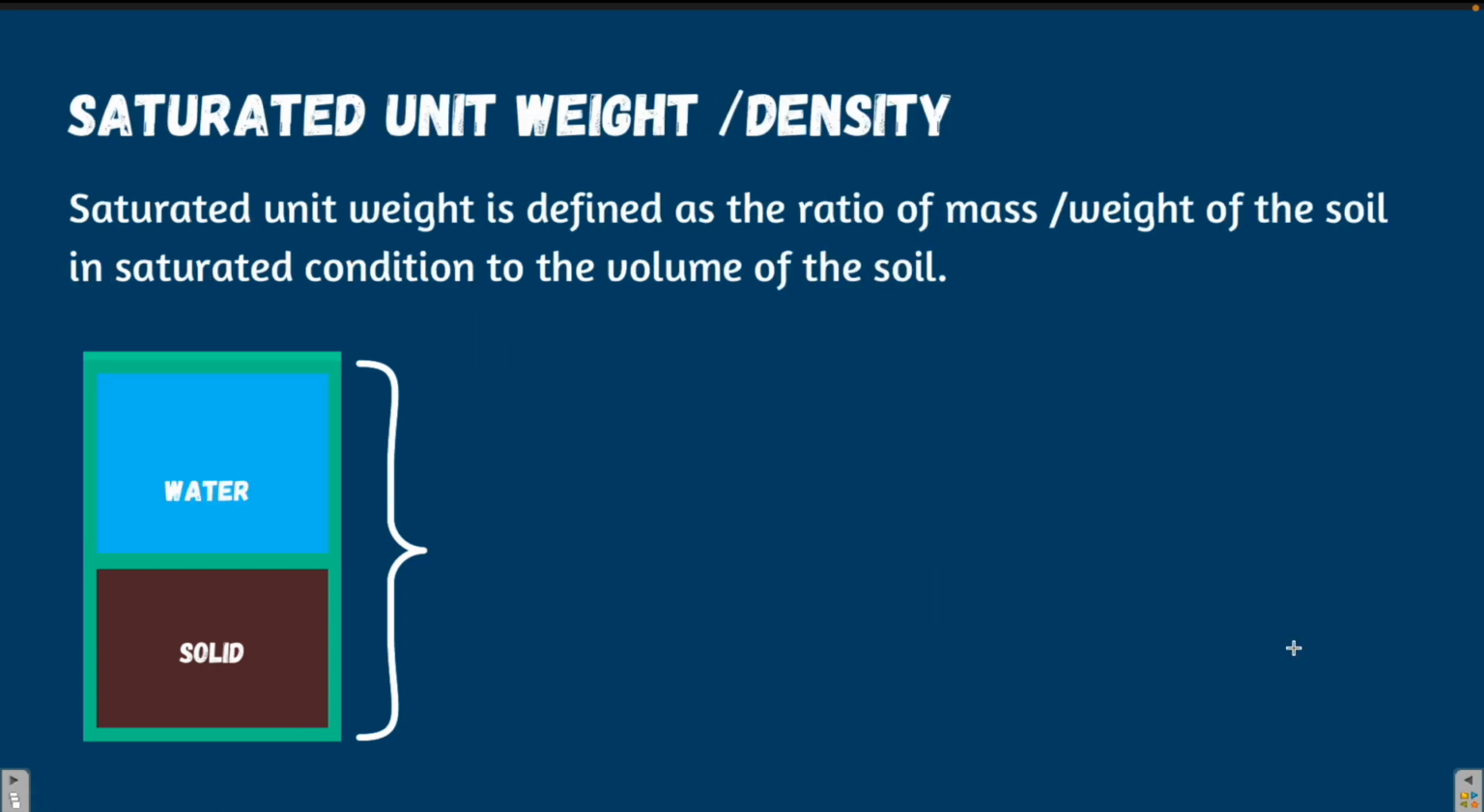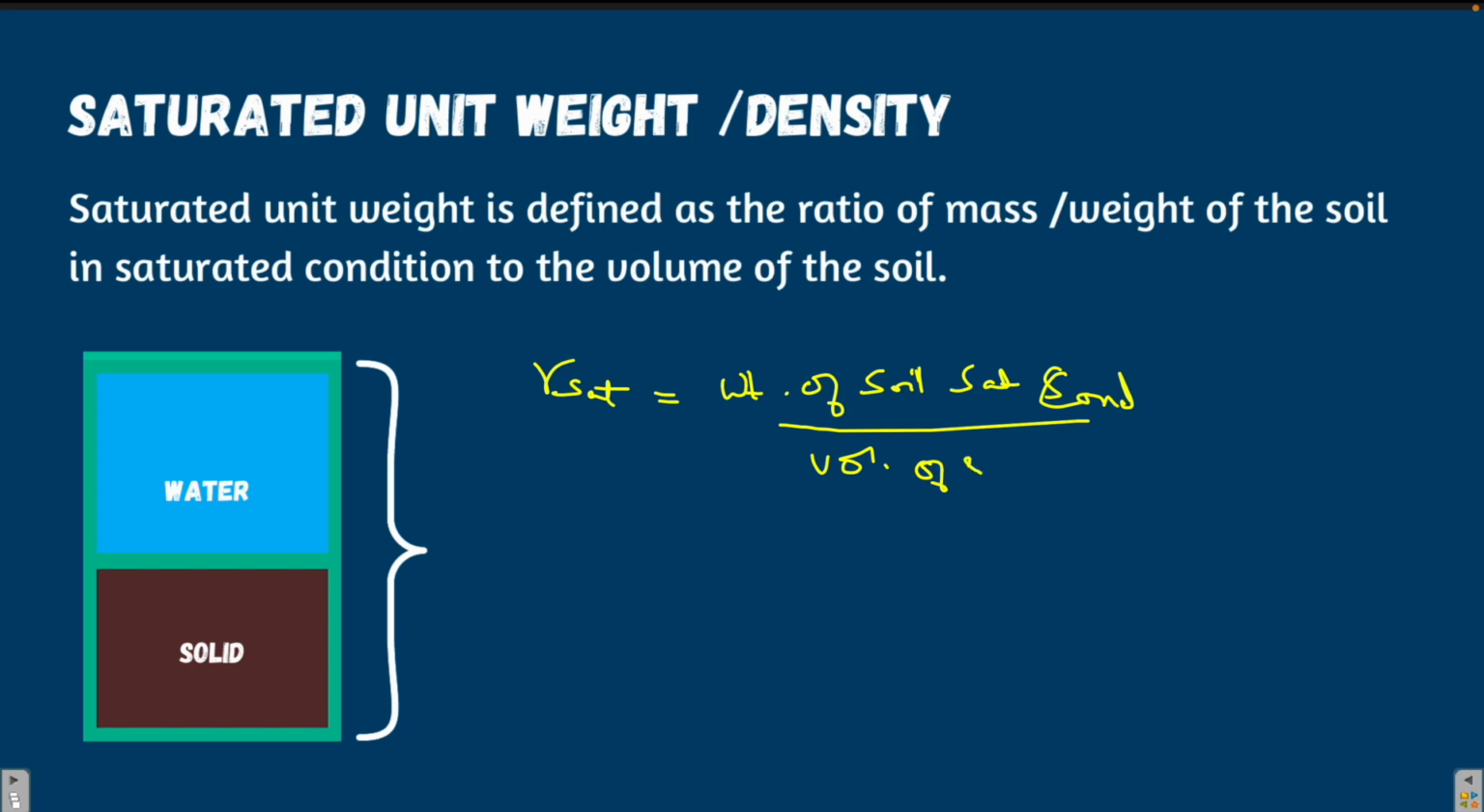Now, what is the saturated unit weight of the soil? The saturated unit weight means mass or the weight of the soil in saturated condition. That means all the voids present in the soil are filled with water and there are no air voids in the soil. In such condition, it is known as gamma saturated. It is again defined by mass of the soil in saturated condition or the density of the soil in saturated condition to the volume of the soil. The unit must be in kilonewton per meter cube, or if I'm expressing in density, it must be kg per meter cube, right?